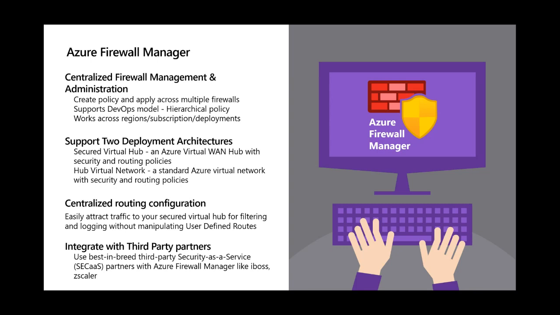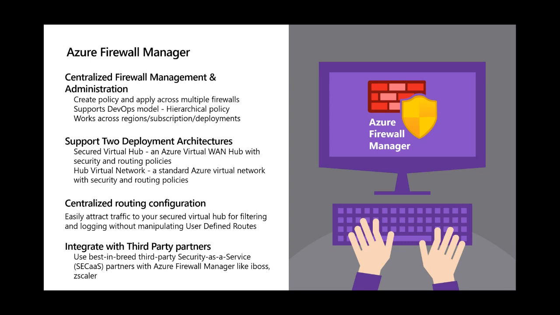The second option is the Hub Virtual Network. This is a normal virtual network which you have in Azure, where you create a Hub Virtual Network, but you convert it to a Firewall Manager managed Hub Virtual Network. And again, this can be used for the security and routing policies as well.